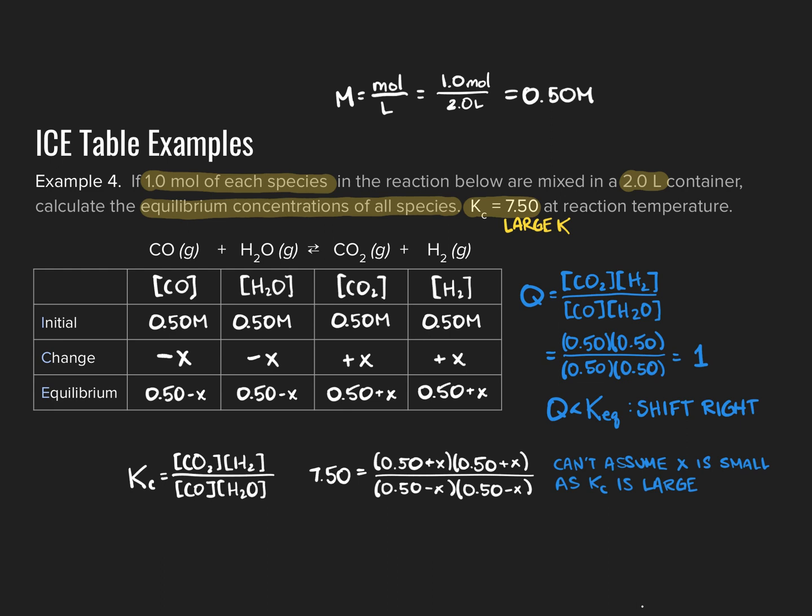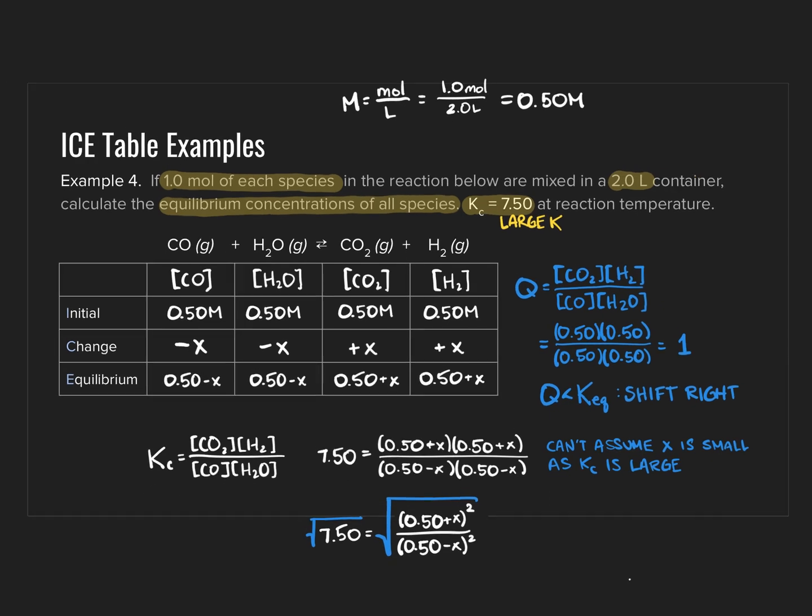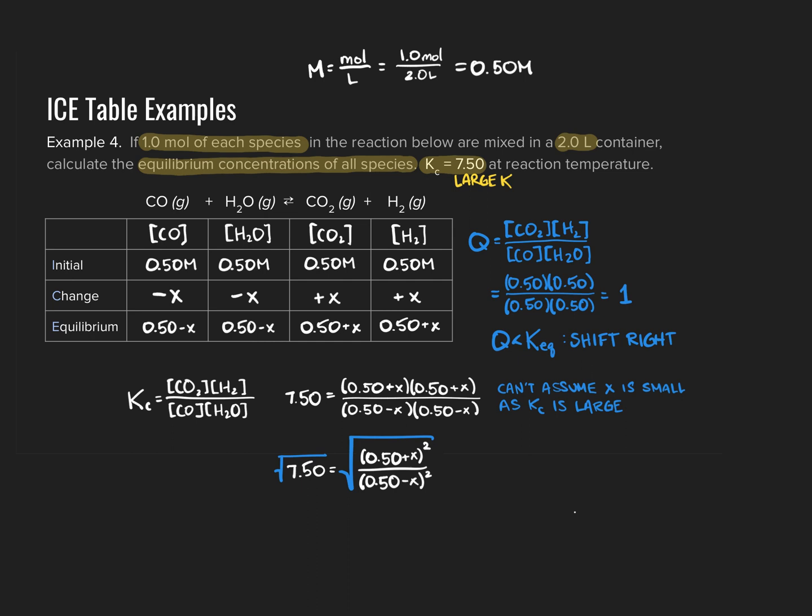To recognize here that in my numerator, I have 0.50 plus X multiplied by 0.50 plus X, that's really 0.50 plus X squared. The same would be true of my denominator. 0.5 minus X times 0.50 minus X is equal to 0.50 minus X squared. So essentially here now, I then have on my right side of this equation a ratio of squares. And as such, I could simplify this expression by simply taking the square root of both sides of my equation. So as I do so, we'll take the square root of 7.50 on the left side, and then on the right side, we've got the square root of 0.50 plus X squared over 0.50 minus X squared.